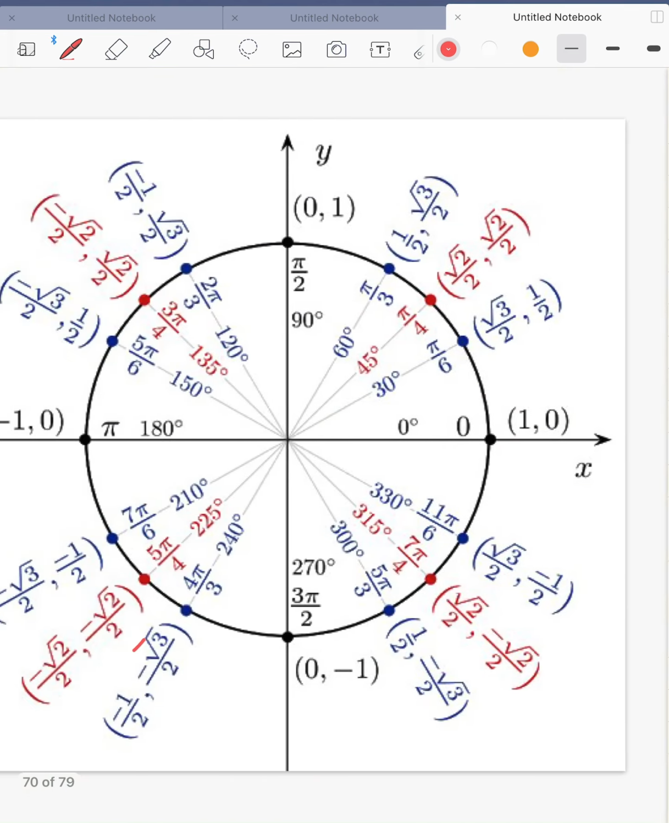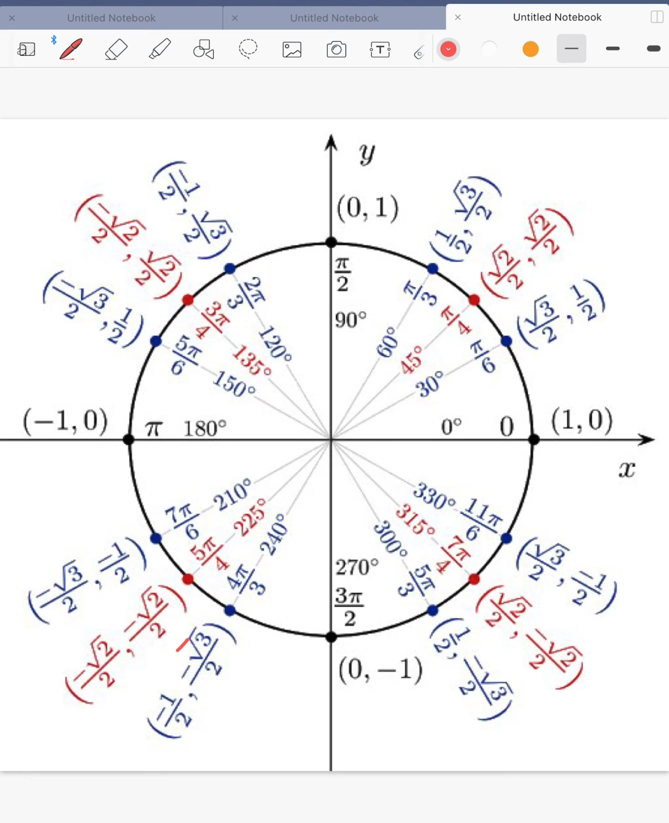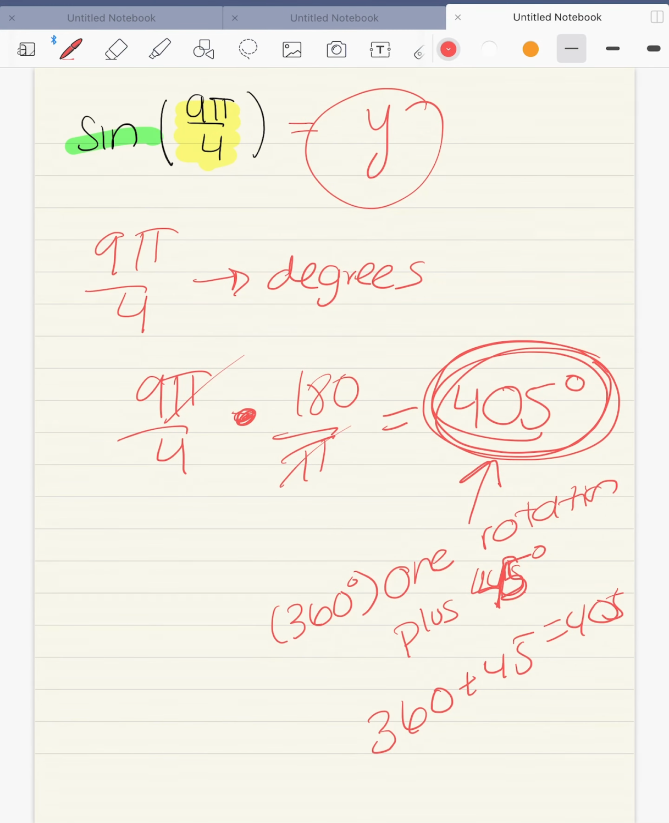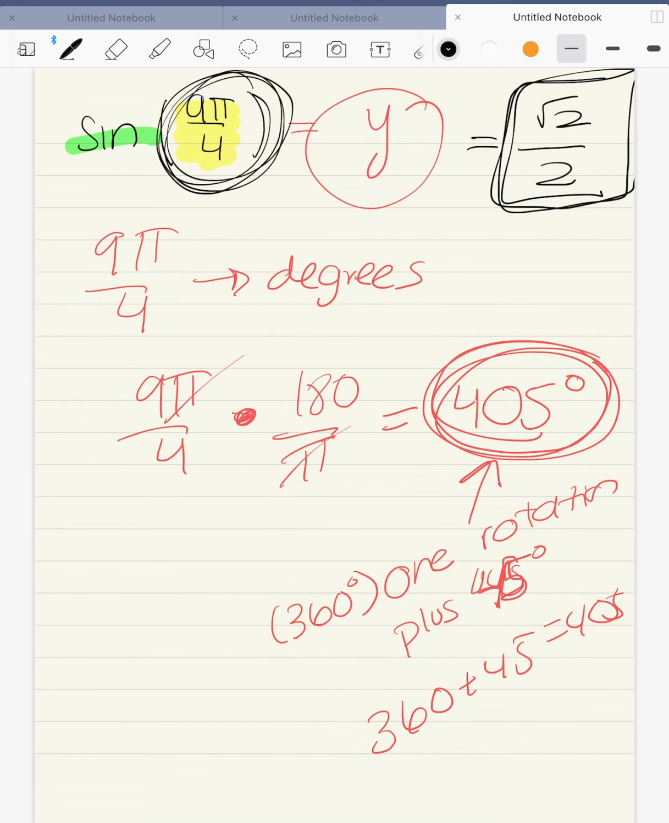Okay? So I'm going to go to my unit circle. I'm going to go one complete rotation plus 45 degrees. So 405 lies right there. And it is asking us for the y, so this is the y. Square root of 2 over 2. So the answer is square root of 2 over 2. It is the y of the 45. So 9 pi over 4 is the same thing as 405. And to get to 405, you go 360 plus 45.